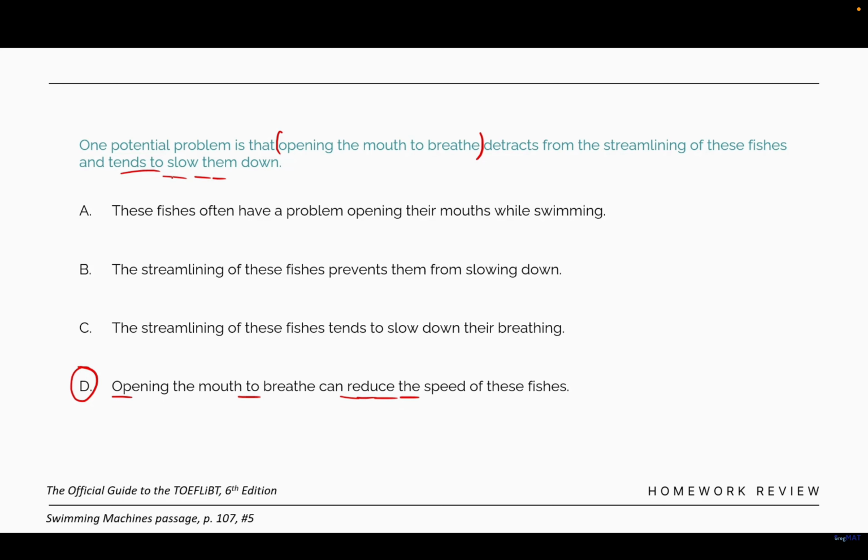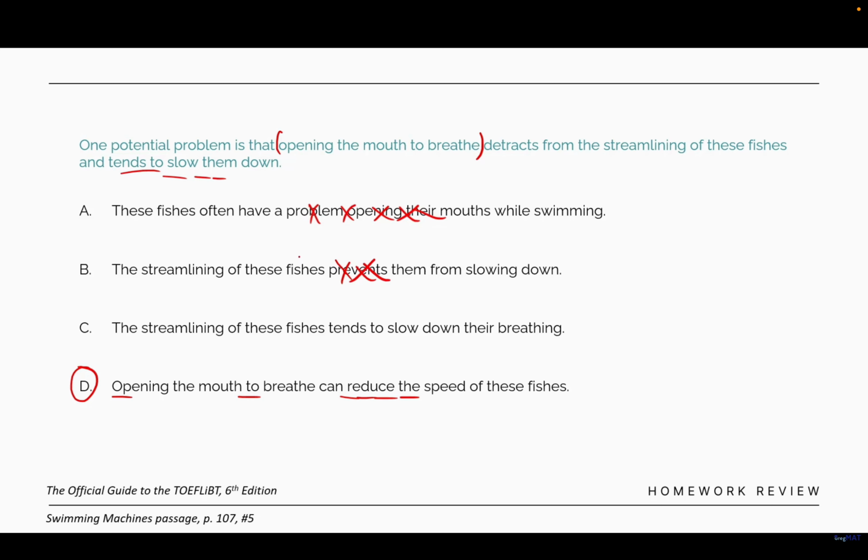Why is A wrong? It never says there's a problem about opening their mouth. Yeah, the problem is about slowing down, not opening their mouth. Very good. B? It says the streamlining of these fishes prevents them from slowing down. There's nothing about preventing them from slowing down. Actually, we have the opposite. They are slowing down, not preventing.